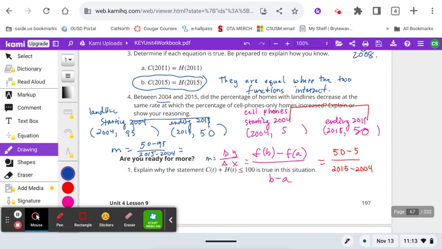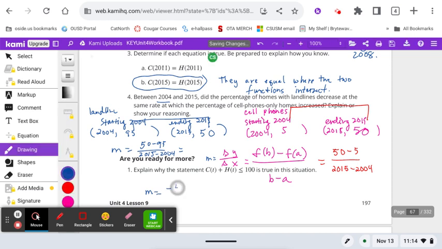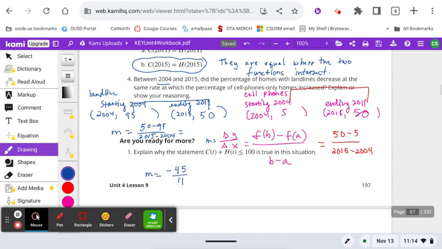And so grab a calculator. That's going to be negative 45 over 11. So I'm getting that average rate of change is negative 4.09 approximately. And that's for landline. That's the decrease rate of landlines in households.